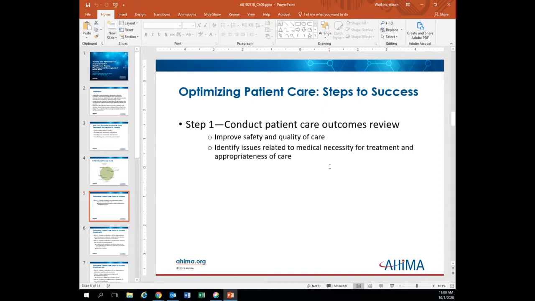Step 1 is about conducting patient care outcome reviews. So what we want to do here is always evaluate, look retrospectively at, what happened during this patient's care. Did we achieve the hoped-for, anticipated outcome, or the optimal outcome? If not, why? What could we have done differently? So we're constantly looking at this, and certain organizations, whether it be accrediting organizations or the Center for Medicare and Medicaid, are always requiring that we look at these things.